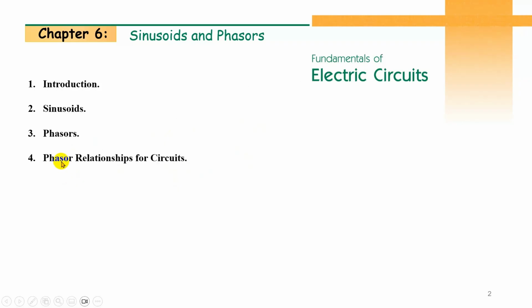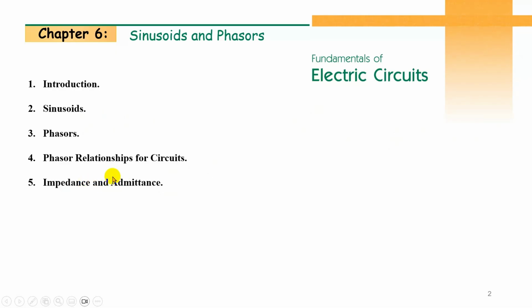Then we'll study phasor relationships for circuits, how phasors can be related to our circuits: Ohm's law, Kirchhoff's current law, Kirchhoff's voltage law. Because now we are dealing with the AC supply. Power supply is AC, so we need to know what a sinusoid is and what phasors are. Then we can go for the circuits. Last, we'll study impedance and admittance.